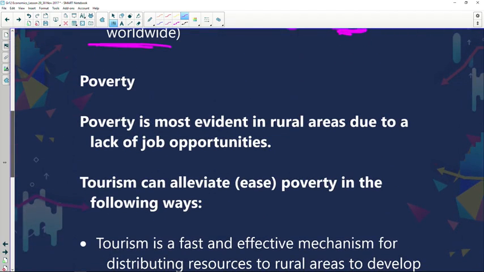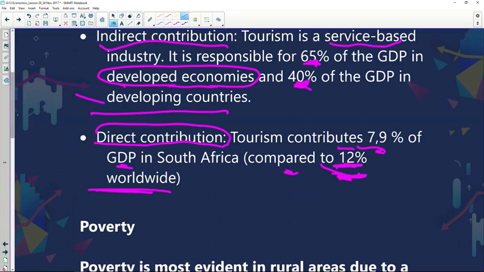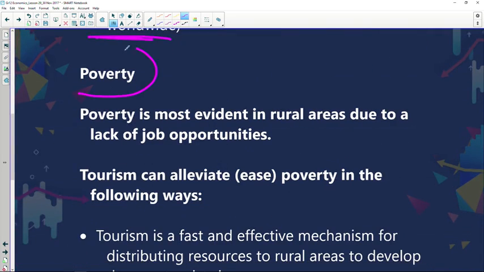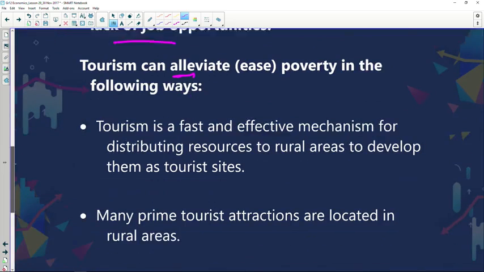Poverty. We know that developing countries are still dealing with the issue of poverty. Poverty is still a huge challenge. It's still a huge socioeconomic issue that we are dealing with. So it's important to see that tourism actually plays an important role in order to lower the level of poverty in our country. So poverty is most evident in rural areas due to lack of job opportunities. So tourism can alleviate or ease poverty in the following ways. So let's have a look at those ways.